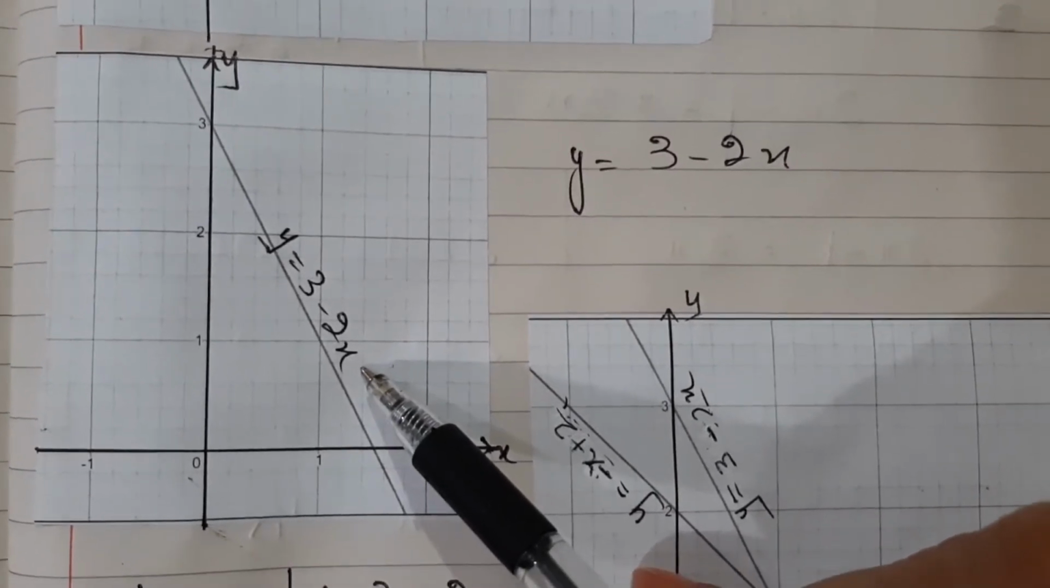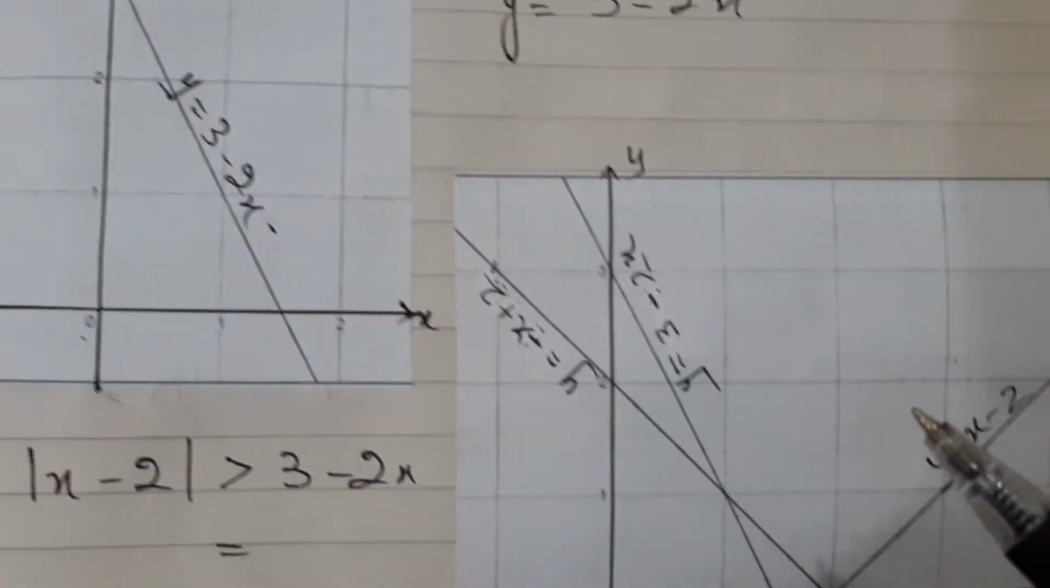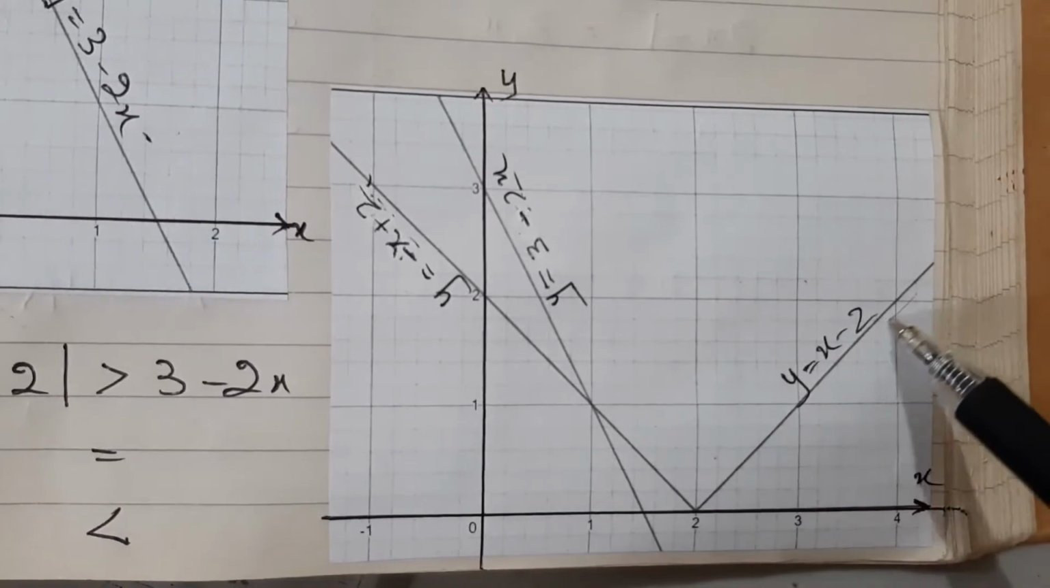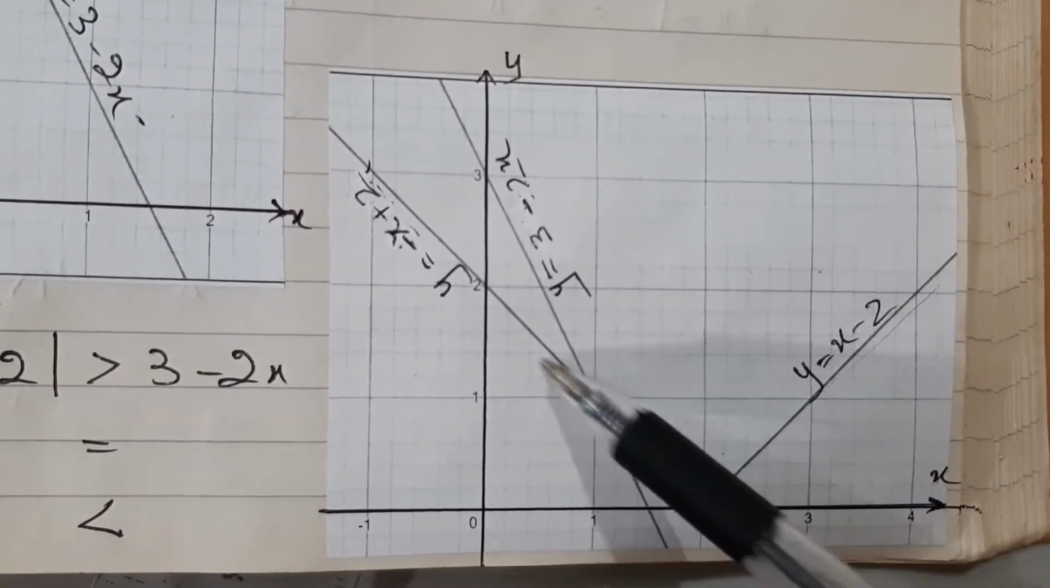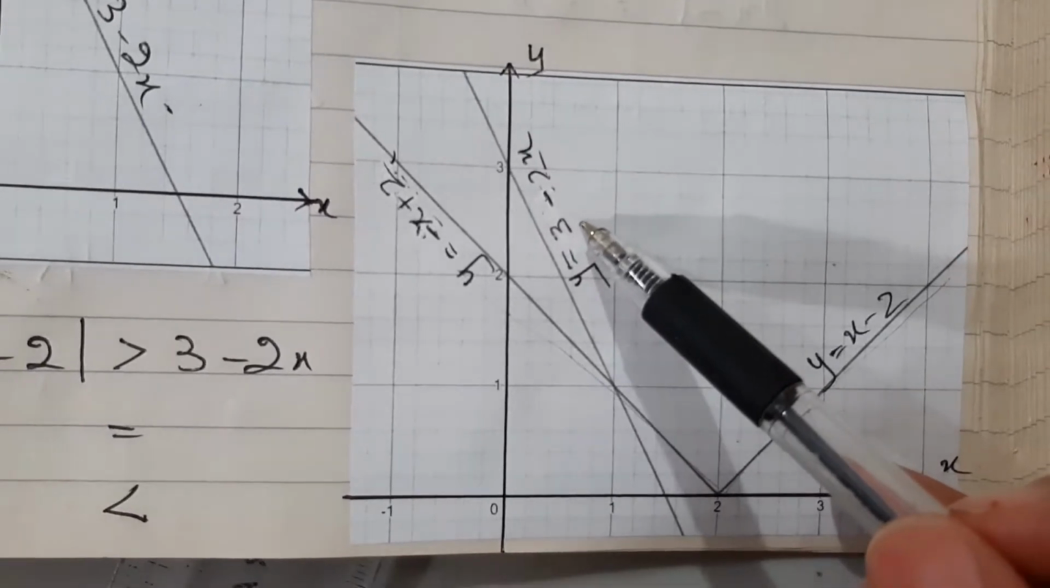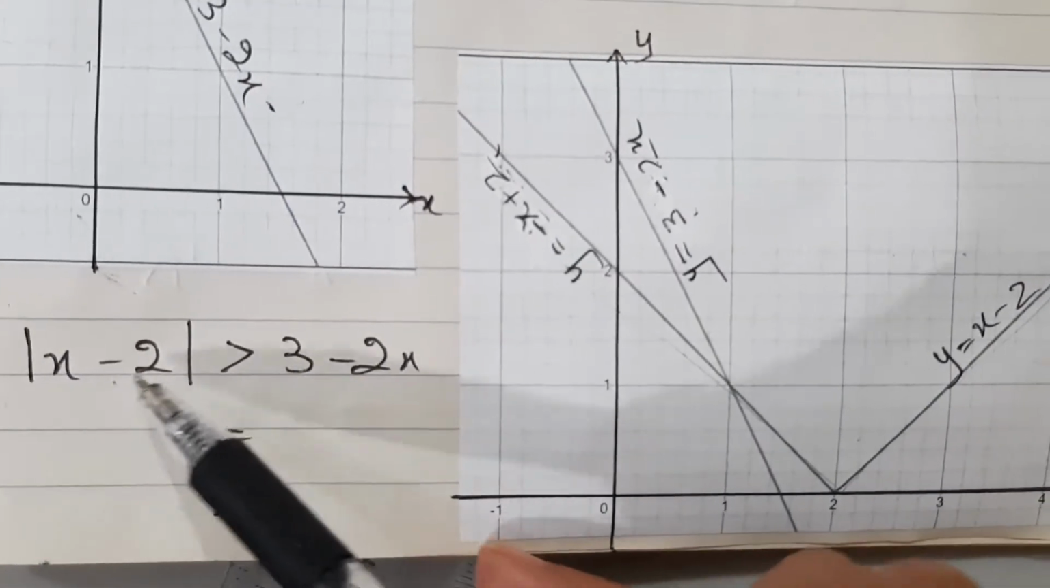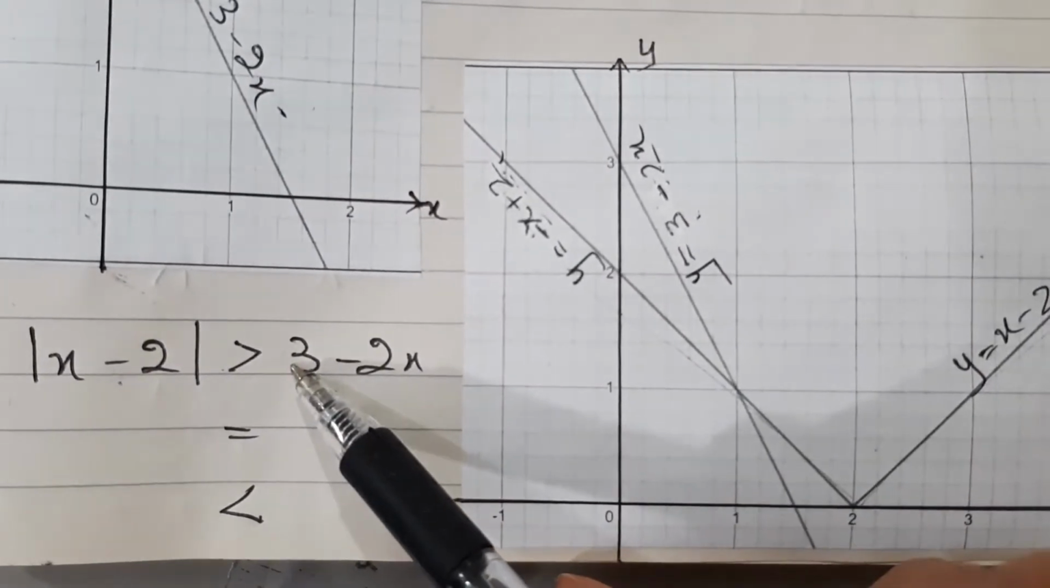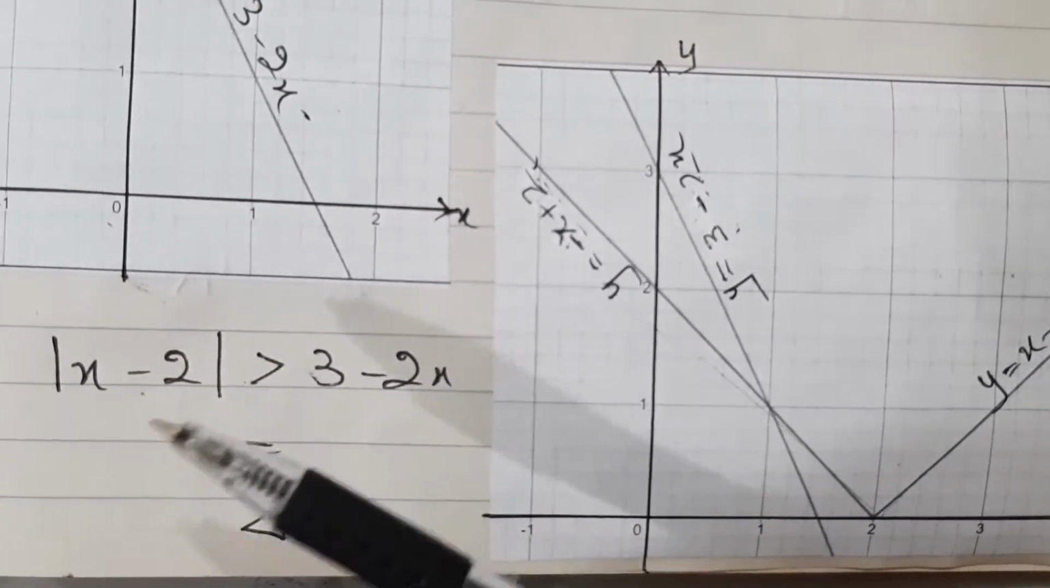Now on the same graph, I will put all the lines here. So this is the modulus y equals x minus 2, and this is line y equals 3 minus 2x. Now the question was saying modulus is greater than 3 minus 2x. It means the modulus is above the line.